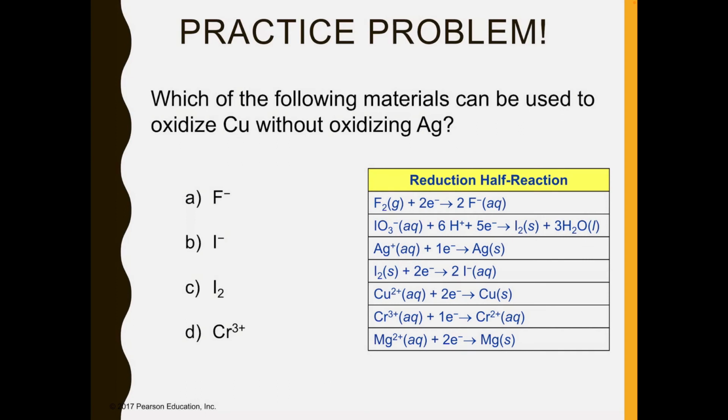All right, let's try another one. This is a good one. This says, which of the following materials can be used to oxidize copper without oxidizing silver? So we're going to look for something that will only oxidize copper, not silver. So go ahead, pause here. Think about that one. Come back when you're ready to see the answer.